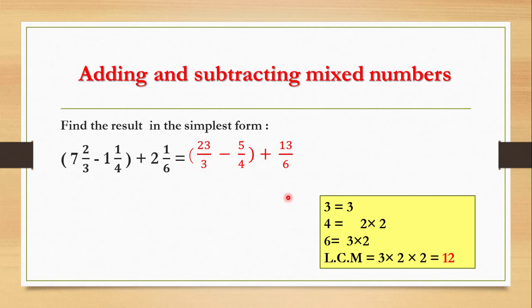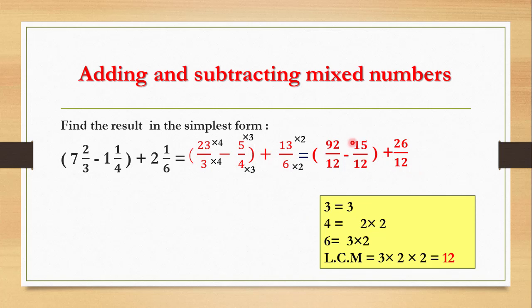Okay, so the first fraction will be multiplied by 4. 3 by 4 equals 12. So I multiply also 23 times 4. The second, 4 times 3, so 5 also times 3. The third, 6 times 2 equals 12, so also 13 times 2. Then the result will be 92 over 12. This is the first one, minus 15 over 12 plus 26 over 12.